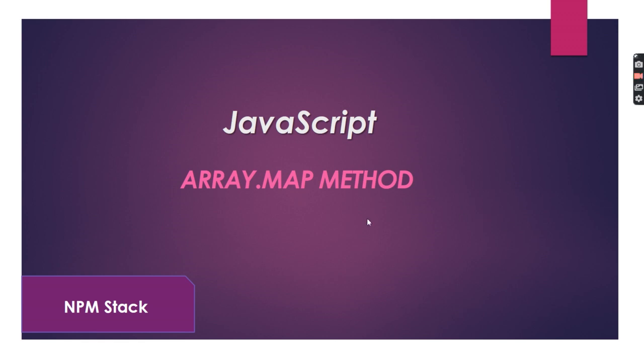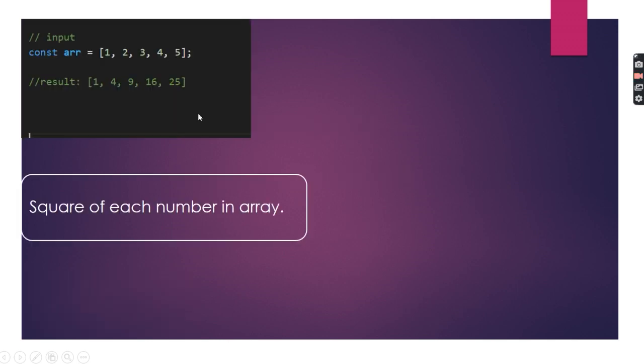So before exploring this, I would like to show you what we are going to learn today. First we will see what the array map method is. After that we will work on some examples. The first example is we have some elements in an array and we want to square each element as a result. So we will achieve this using the map method.